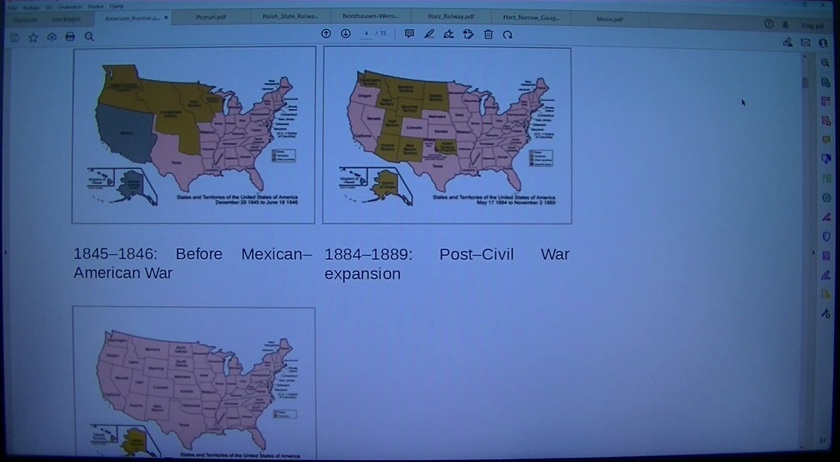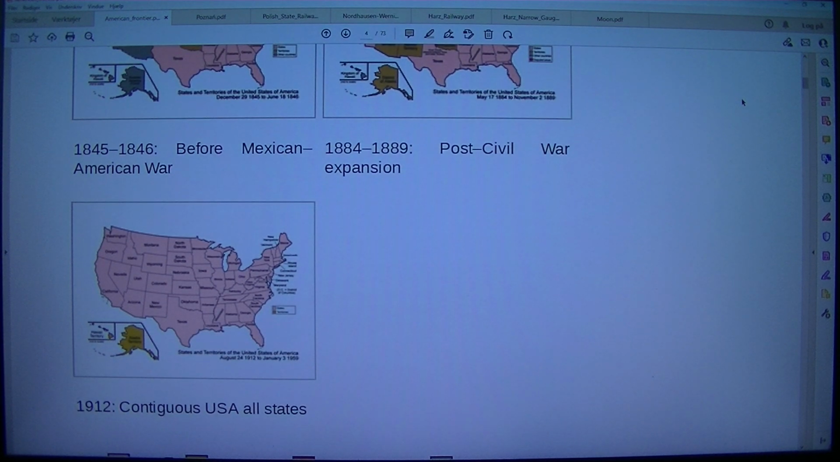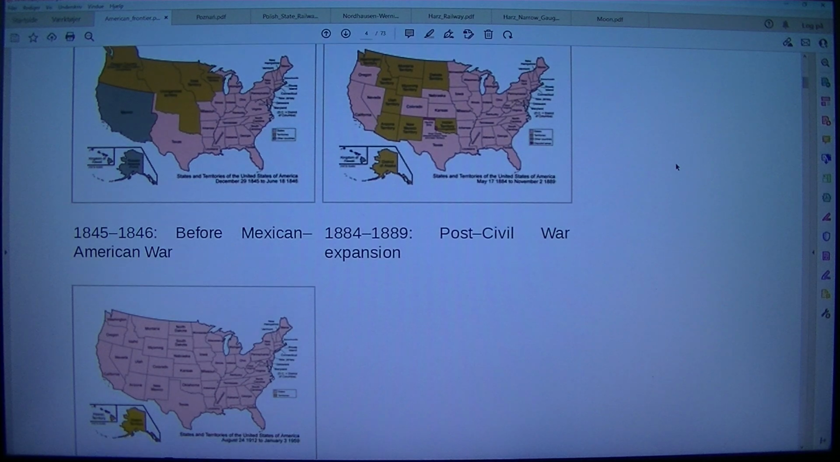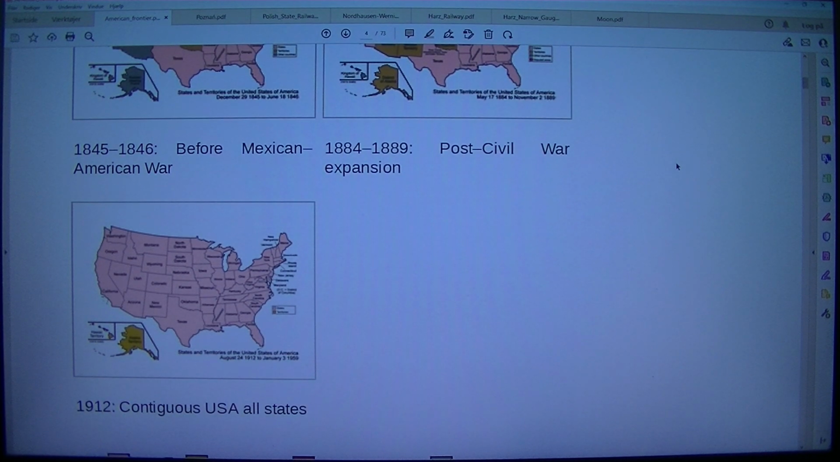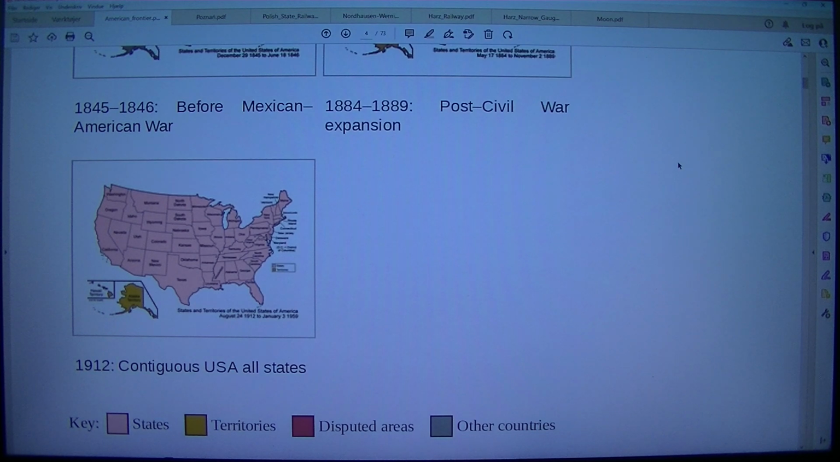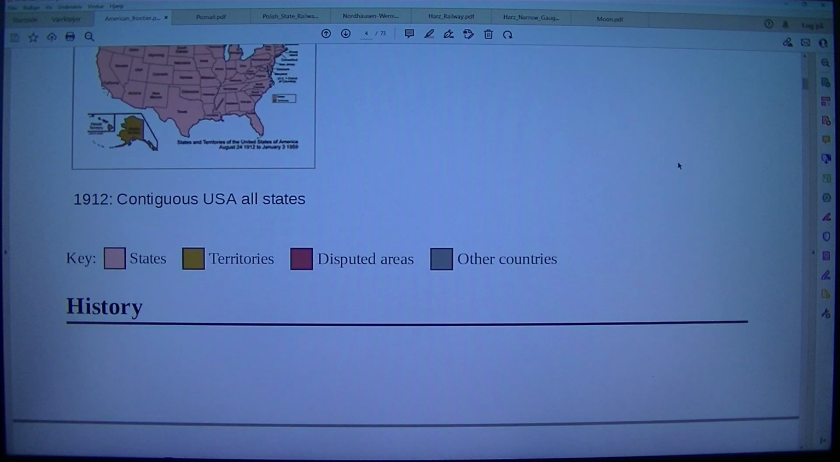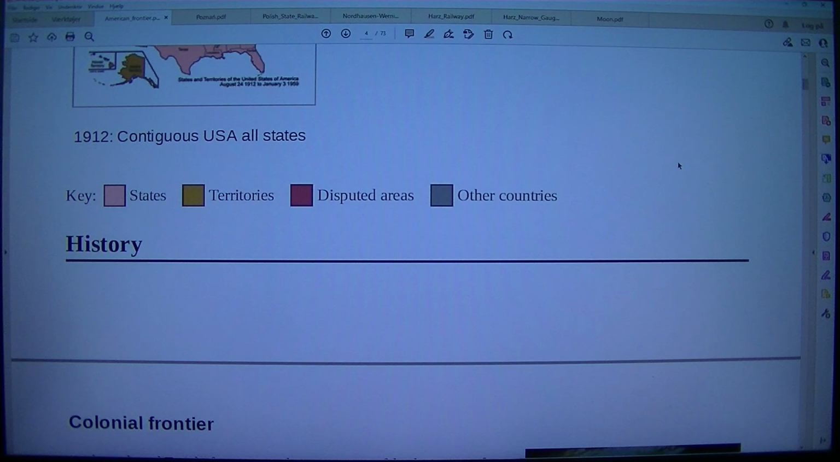1884-1889. Post-Civil War expansion. 1912. Contiguous USA, all states. Key states, territories, disputed areas, other countries' history.